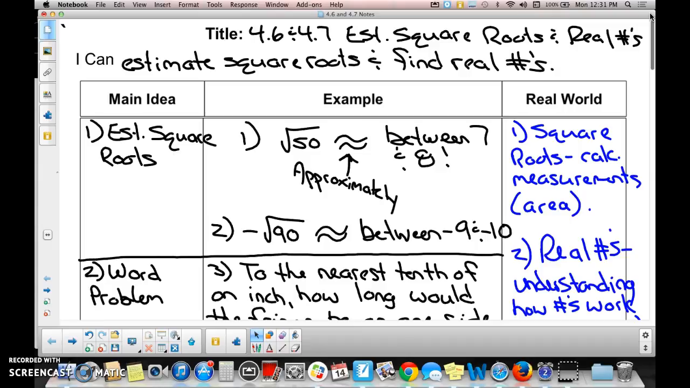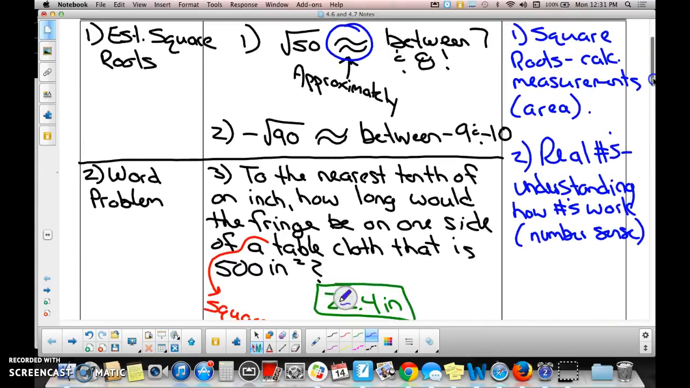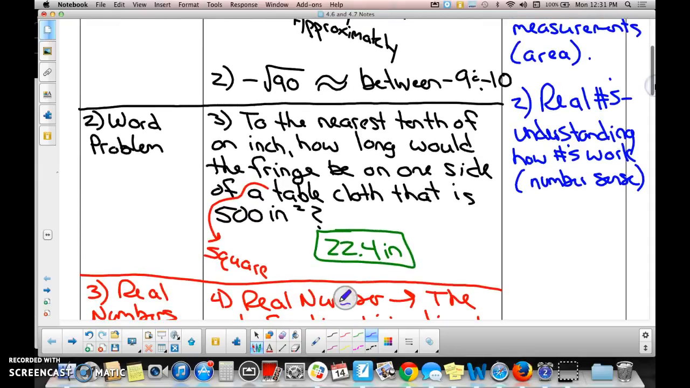So one big thing we talked about is this little squiggly line here. It means approximately. It's a squiggly equal sign. It's not a straight equal sign like you're used to. And so when we're calculating the square root of 50, we said it's approximately somewhere between 7 and 8. You have a negative square root of 90. We talked about those. We had a word problem here when it comes to calculating square roots. Nothing that we need to spend a whole lot of time on.